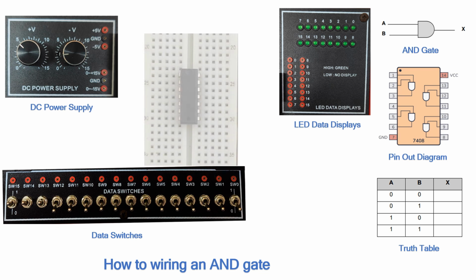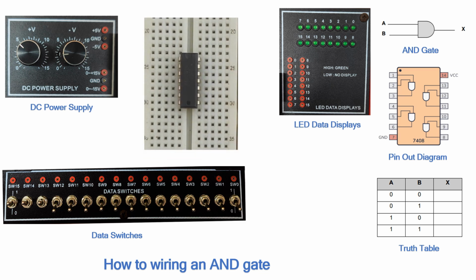With the 7408 series IC placed correctly on the breadboard, we are now ready to start wiring the circuit. First, connect the VCC pin, which is pin number 14, to the 5-volt terminal on the DC power supply. Second, connect the ground pin, which is pin number 7, to the ground terminal on the DC power supply. Now the IC 7408 is completely connected to power, and next we will connect the input and the output terminals.